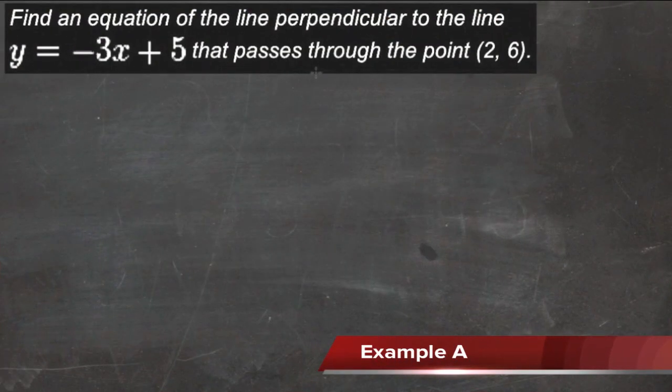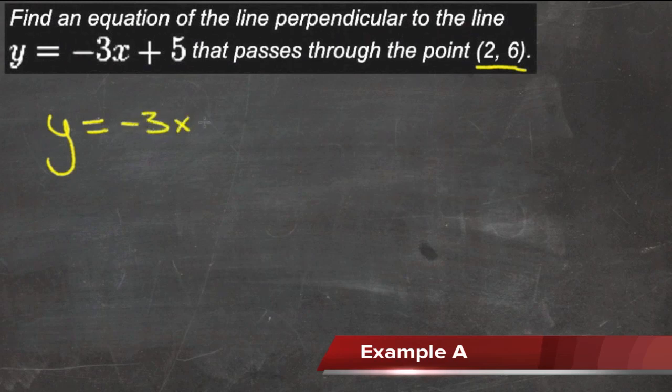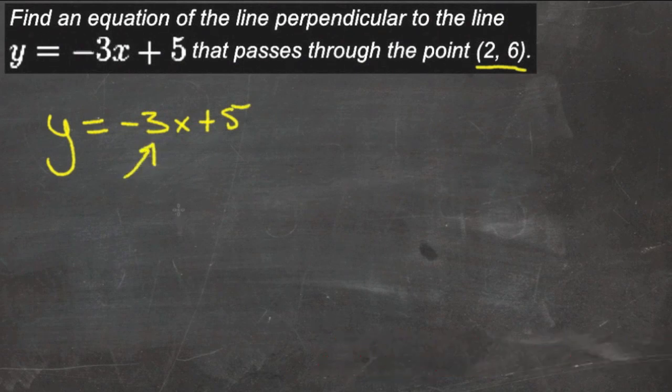Here we're going to find the equation of a line that's perpendicular to the line y equals negative 3x plus 5, and that passes through the point (2, 6). So the first thing we need to do is identify the slope of our new line. If our first line is y equals negative 3x plus 5, then the slope is going to be negative 3. So our first line, line 1, is going to have a slope, m1, of negative 3.